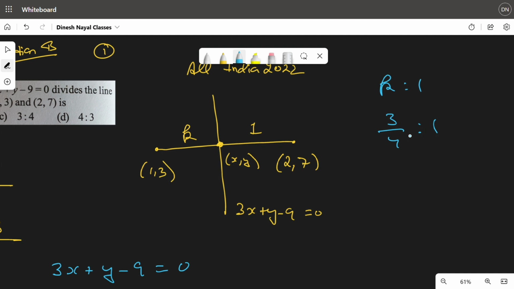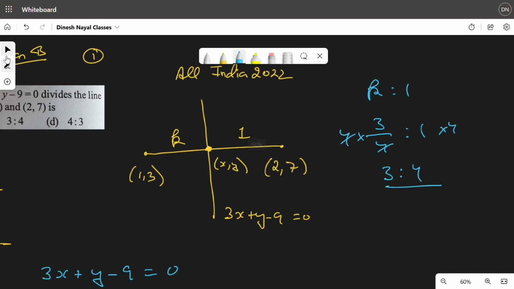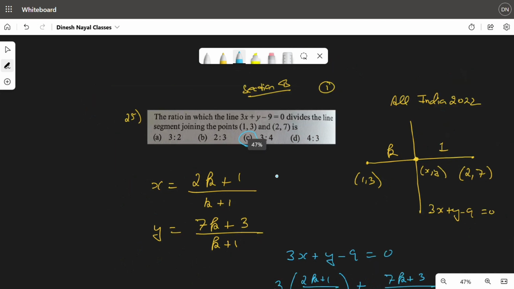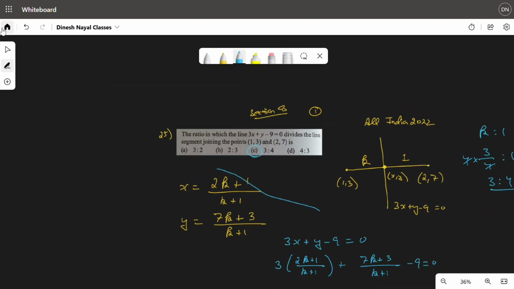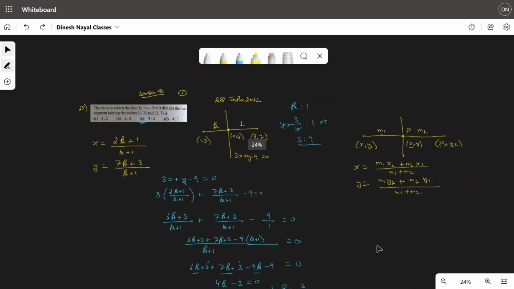So if you multiply 4 on both sides, this 4 and this 4 will cancel. 3 is to 4 is the ratio. 1 into 4 is 4. So hence our answer is 3 is to 4 will be the ratio. Hence our answer is C part. C is the correct answer.